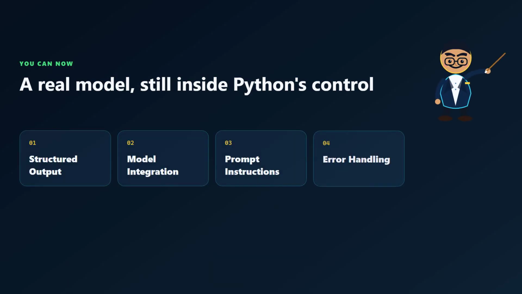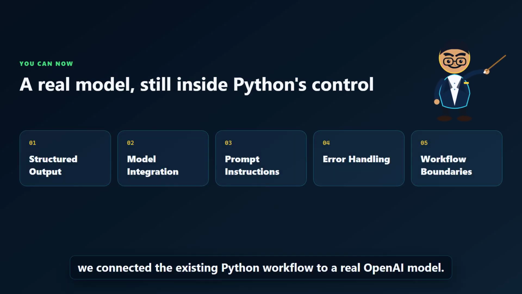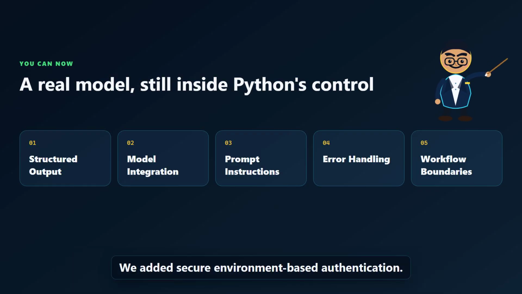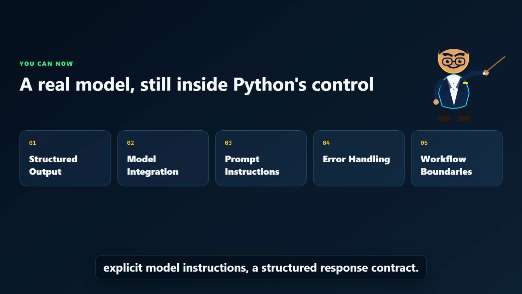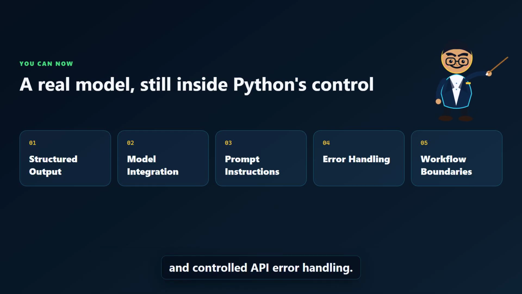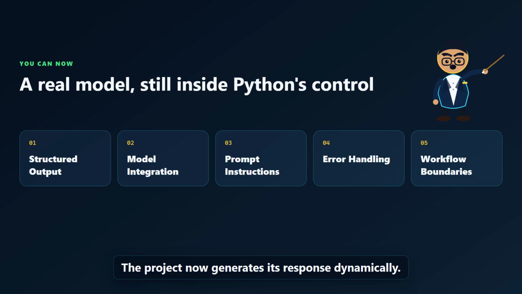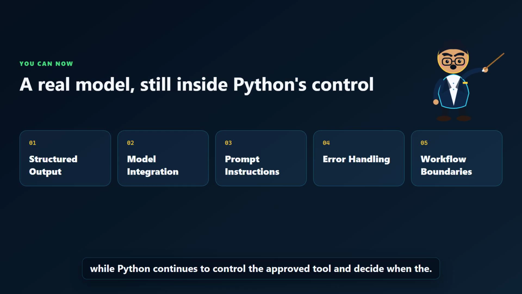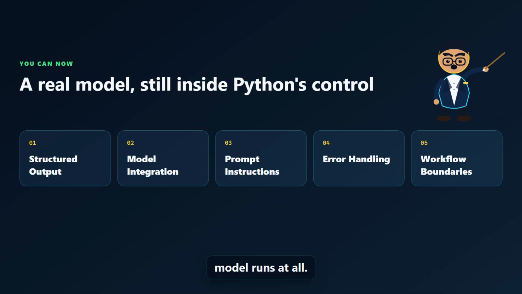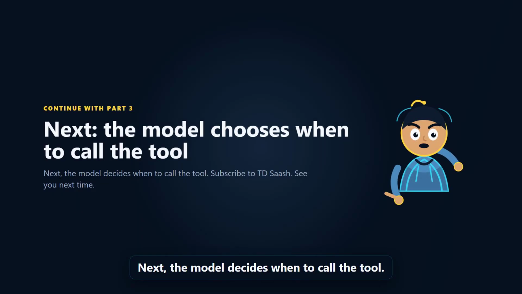In this tutorial, we connected the existing Python workflow to a real OpenAI model. We added secure environment-based authentication, explicit model instructions, a structured response contract, and controlled API error handling. The project now generates its response dynamically, while Python continues to control the approved tool and decide when the model runs at all. Next, the model decides when to call the tool.